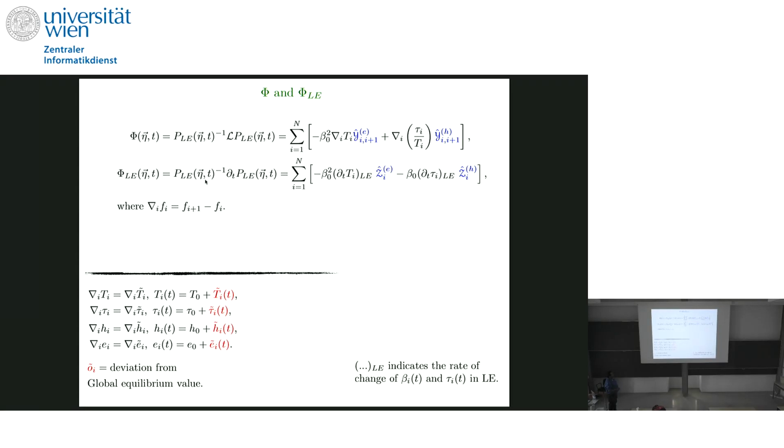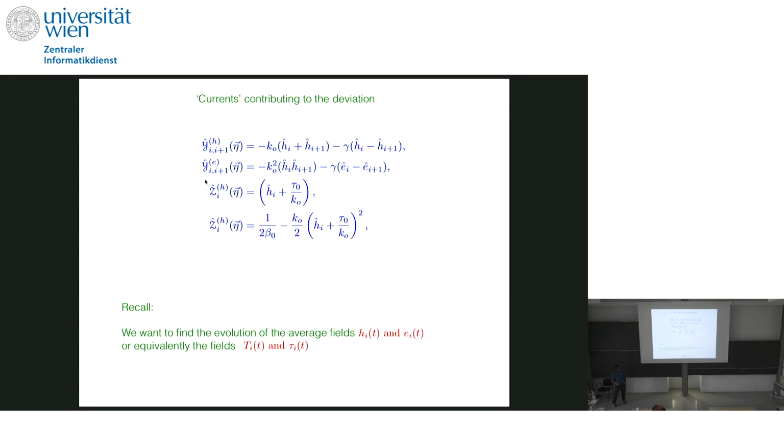Here I would like to remind you that these tilde variables are deviations. These are homogeneous values in the global equilibrium, and that's why the gradients are the same. Here, this LE subscript represents the rate of change of these variables in the local equilibrium. It will become very clear what I mean by that. Okay, so these are the explicit expressions of the current. It's not very important that you concentrate a lot on these expressions.